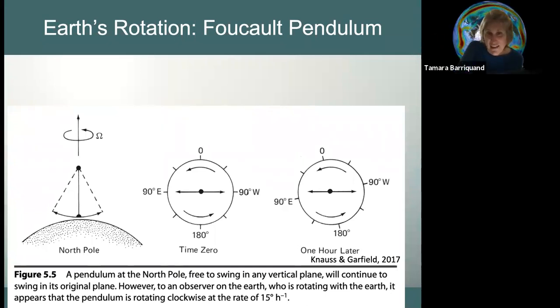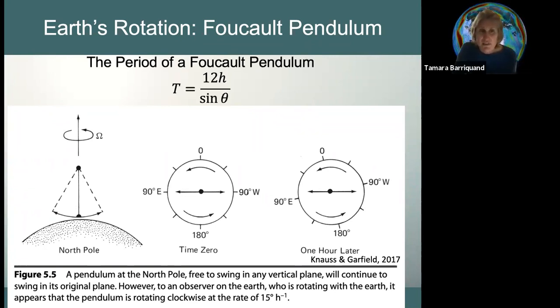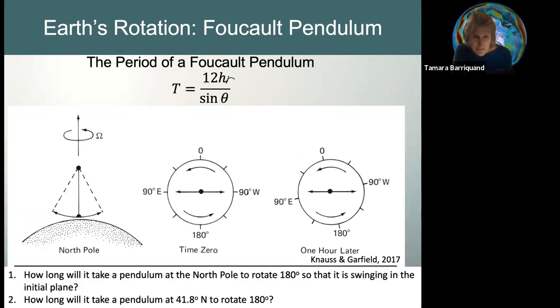And we found out that the period of the Foucault pendulum was equal to 12 hours over sine of theta, where theta is the latitude. I remember that was confusion. It was written that way in the book as just an H. I know a lot of us use hr over sine of theta. Okay, you did those.